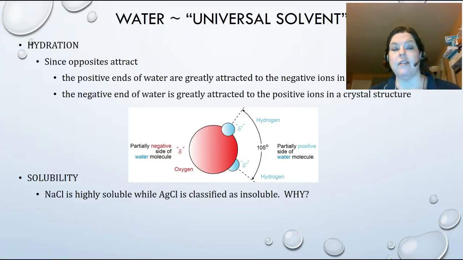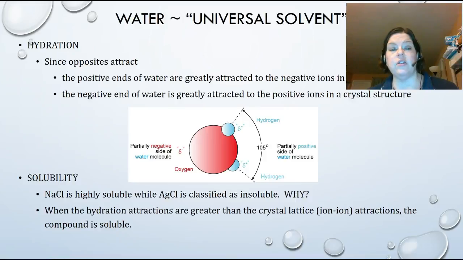Solubility, sodium chloride is highly soluble, while silver chloride is classified as insoluble. Why is that? Well, it has to do with the hydration attractions. The hydration attractions are greater in the sodium chloride than they are in the silver chloride. So that's why we have this idea of hydration going on in solubility. So when the hydration attractions are greater than the crystal lattice attractions, that means the attractions of the two ions to one another that are all around in the lattice structure. Remember, one formula unit isn't what we see. We actually see several hundred formula units stacked on each other, and you'll see a picture of this in just a second.